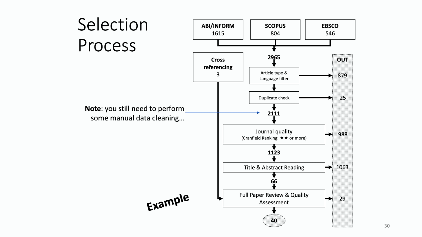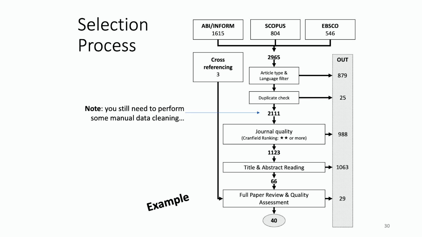I will say that if you get a final set of under 100, you probably are good to go. If your set is less than 30, probably you are in trouble and you need to go back and readjust your queries or loosen up your quality criteria or some other strategy.